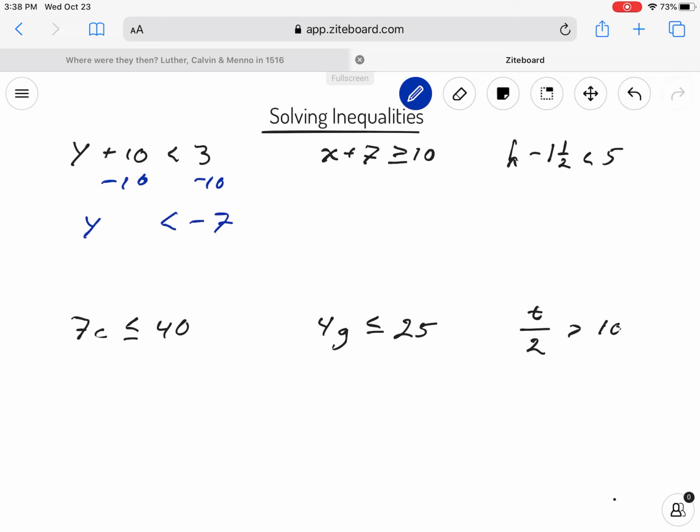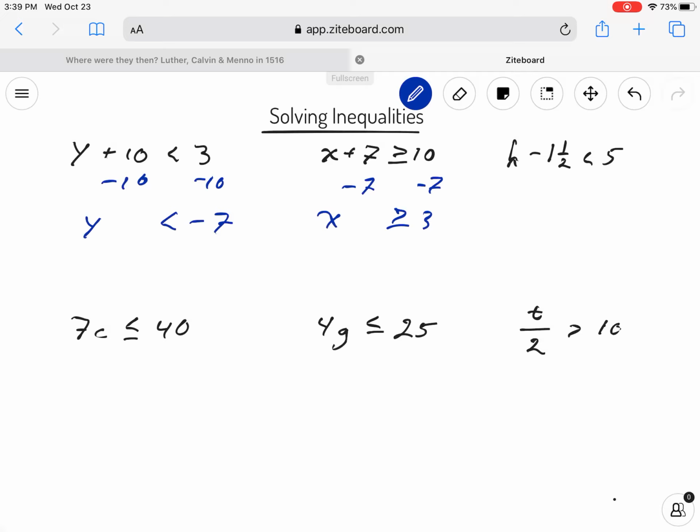Here I have x plus 7 is greater than or equal to 10. So I'm going to subtract 7 from both sides. And I have x plus 7 minus 7 is 0, so x is greater than or equal to 3. 10 minus 7 is 3.